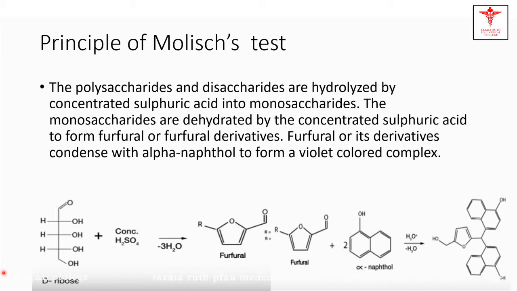Now this is the reaction that is taking place in this test. First of all, any carbohydrate will first be converted into a monosaccharide unit, and under the action of sulfuric acid, it will be dehydrated and converted to furfural compounds or their derivatives. Now these furfural derivatives, under the action of alpha naphthol, will be condensed and give us a colored complex.